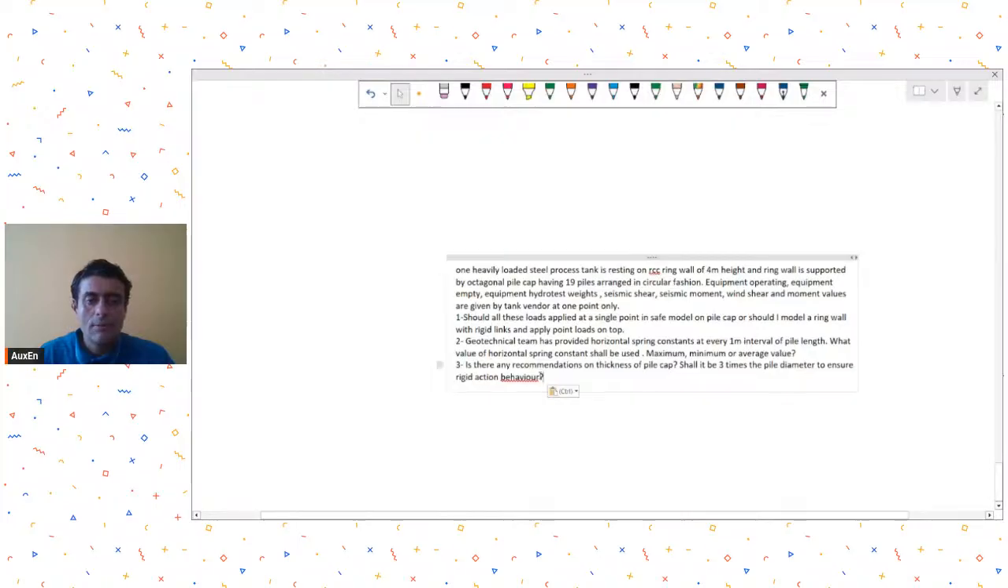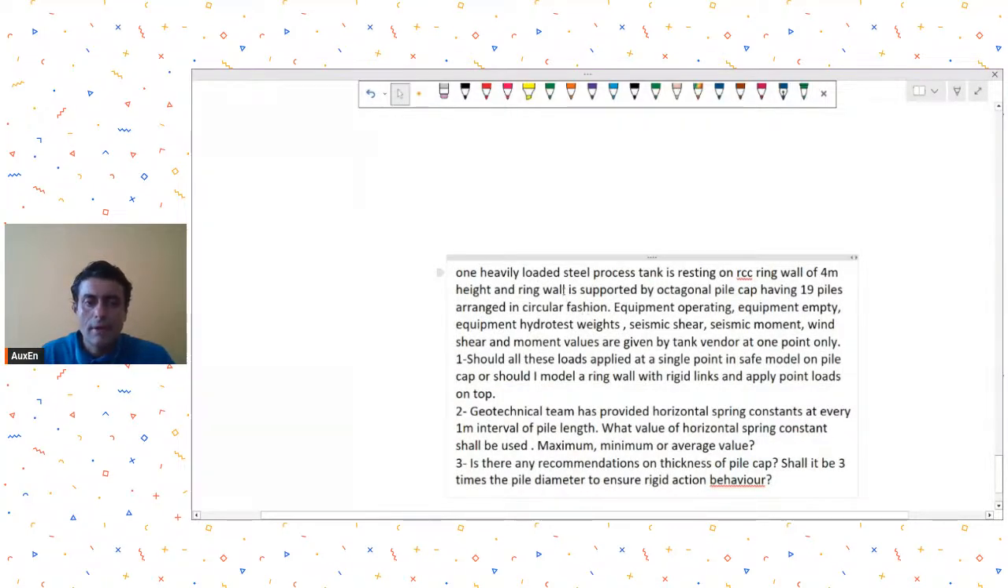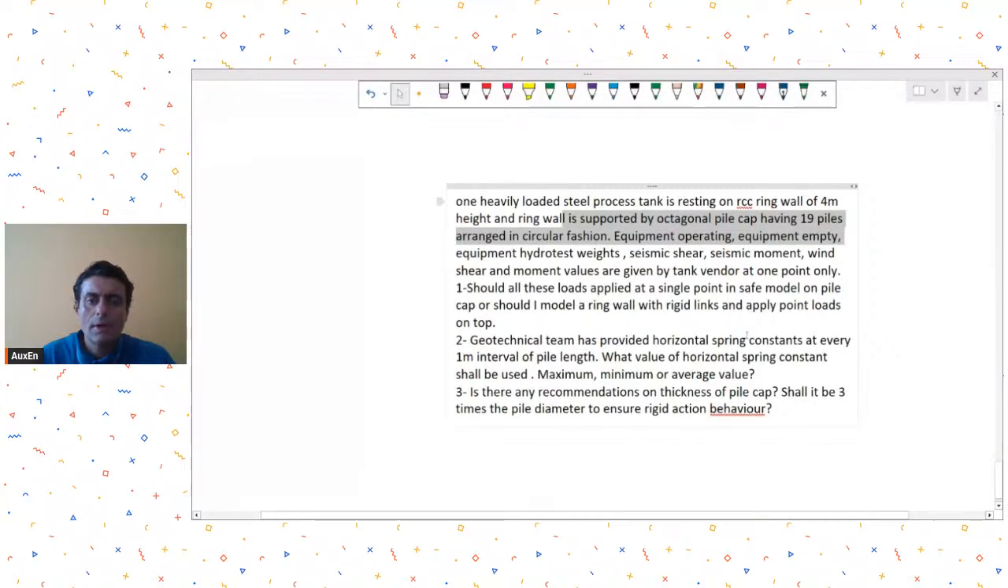One heavily loaded steel process tank is resting on an RCC ring wall of 4 meter height, and the ring wall is supported by octagonal pile caps having 19 piles arranged in a circular fashion. What does this mean? Octagonal. I am not sure what he's saying.